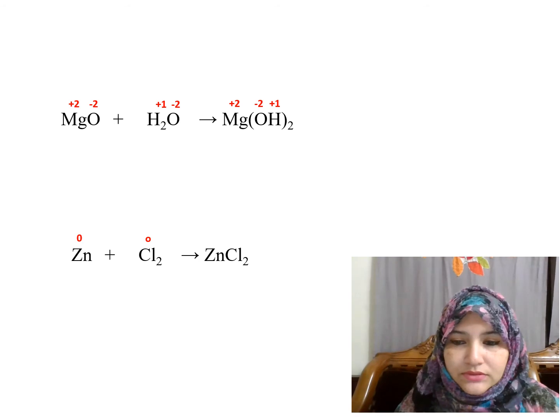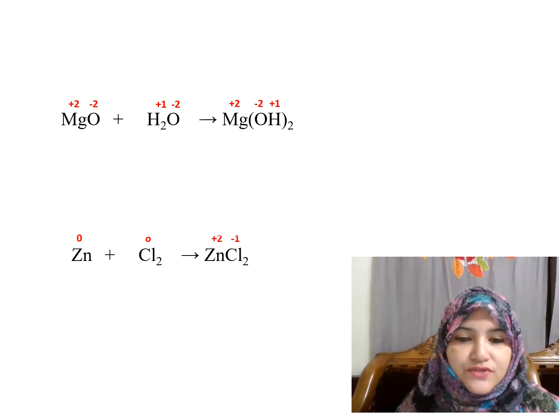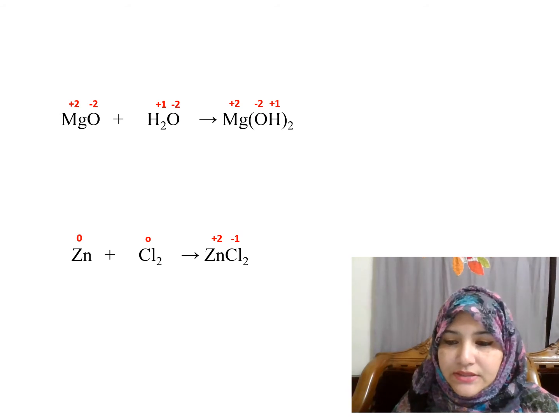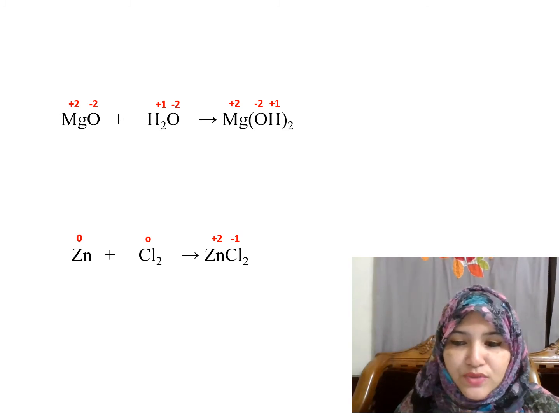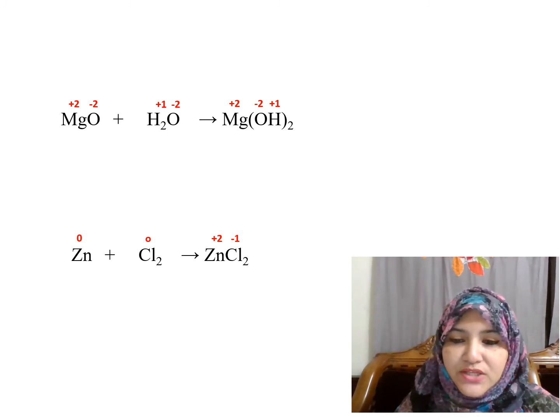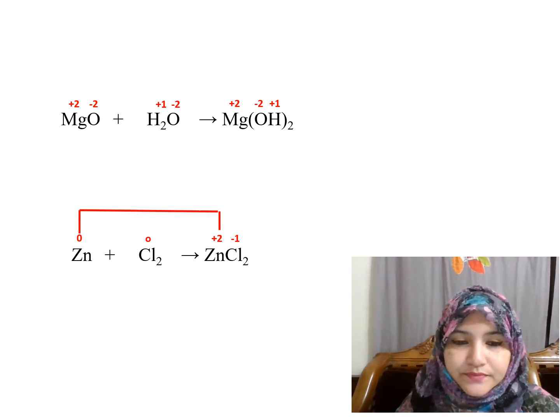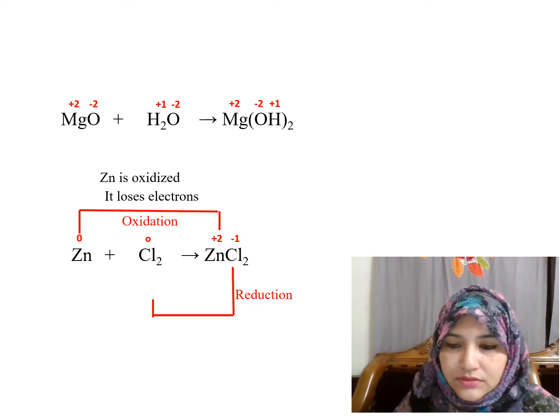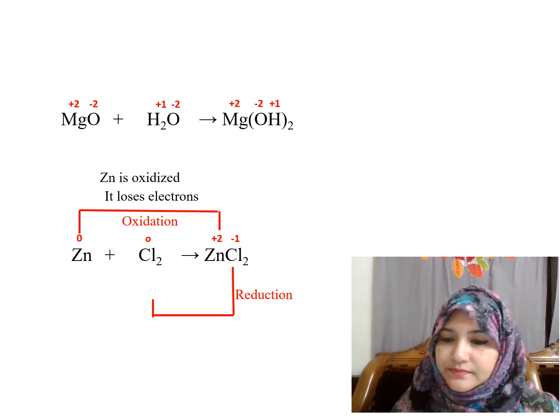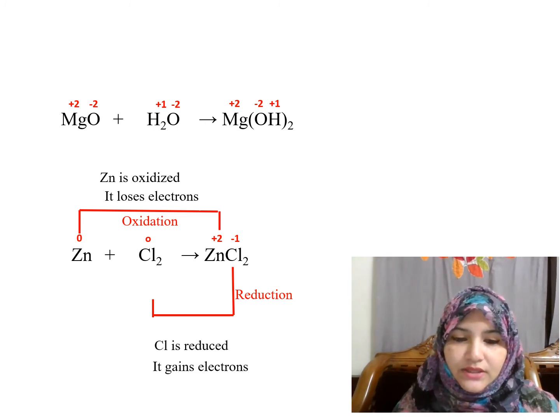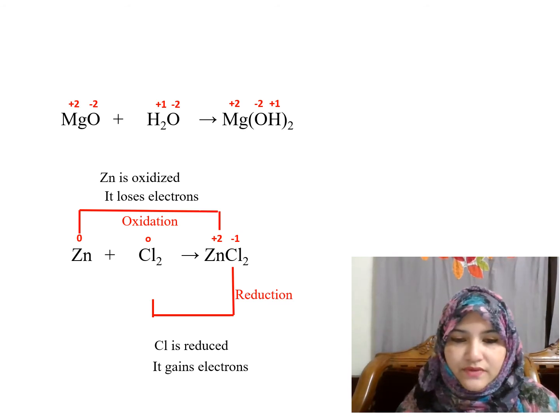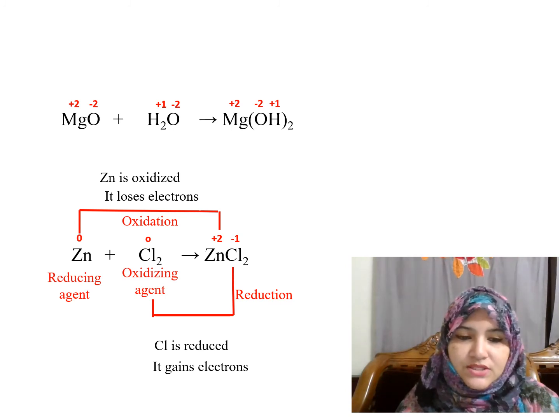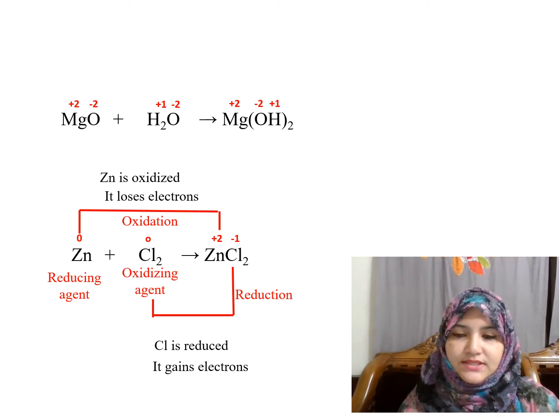And here zinc and chlorine have an oxidation state of 0 because they are pure elements on the reactant side, and in zinc chloride the chlorine has a -1 oxidation state, and zinc has a +2 oxidation state. So notice that zinc is being oxidized here, and chlorine is being reduced here by gaining electrons, okay. And so this is a redox reaction, and zinc is the reducing agent here, and chlorine is the oxidizing agent.